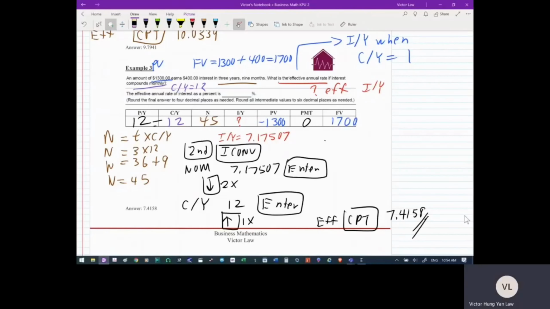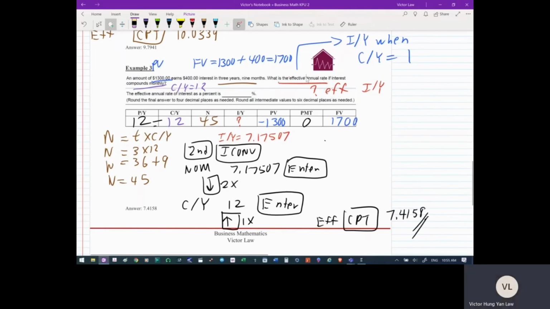Example 3: an amount of $1,300 earns $400 interest in 3 years and 9 months. What is the effective annual interest rate if interest is compounded monthly? So in this question, what we're solving for is the effective annual interest rate. We're solving for the EFF.